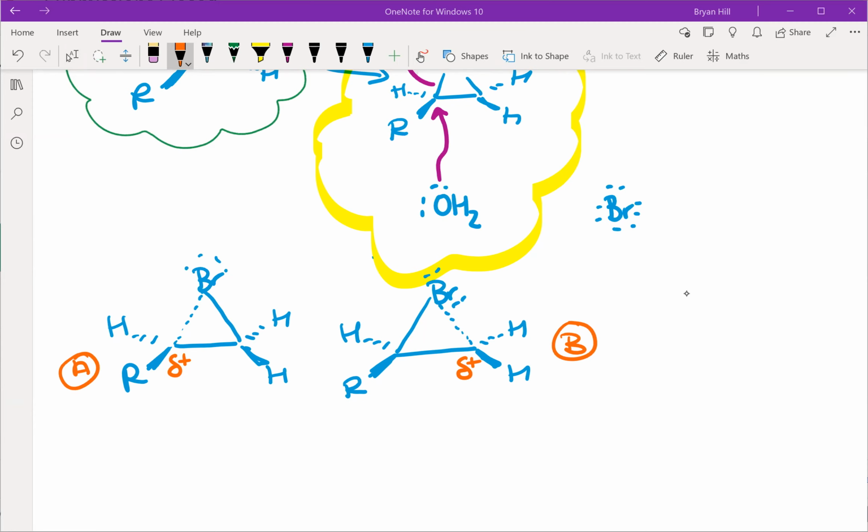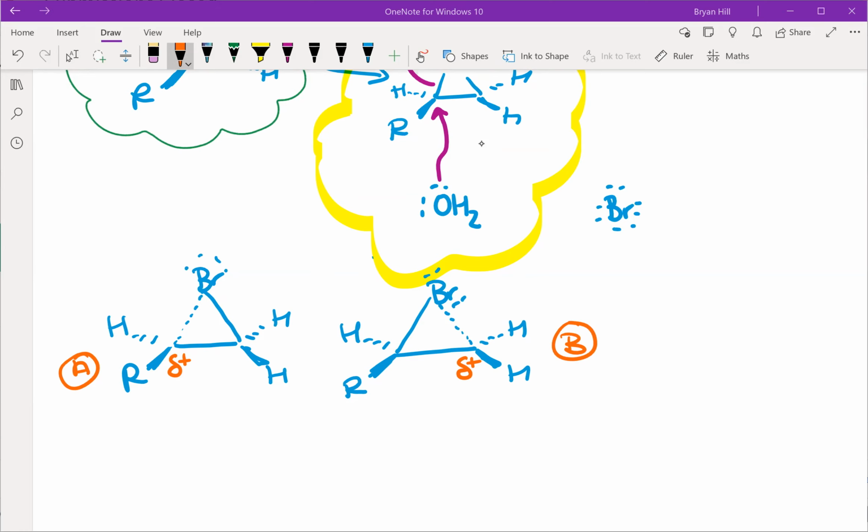Okay, a couple people have said A, and why is that? That's correct. Yeah, it's got more R groups, just like for carbocation stability. So it's got more R groups. So the breaking of this bond on molecule A is lower in energy.